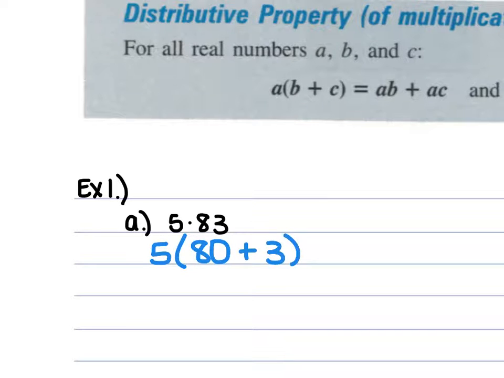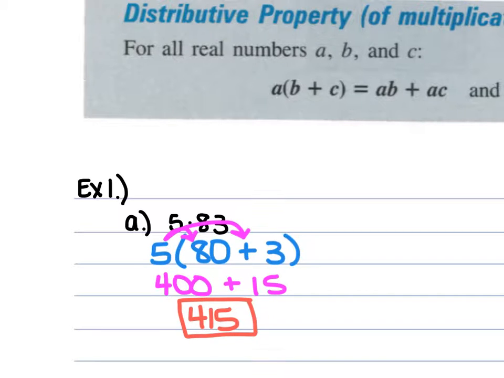If we distributed this, we can do 5 times 80 and 5 times 3. 5 times 80 is 400, and 5 times 3 is 15. So now we can add these two to get 415. It makes things a little bit easier for us.